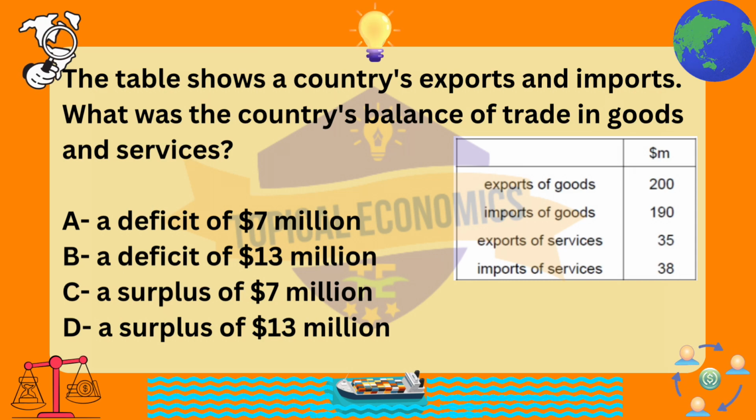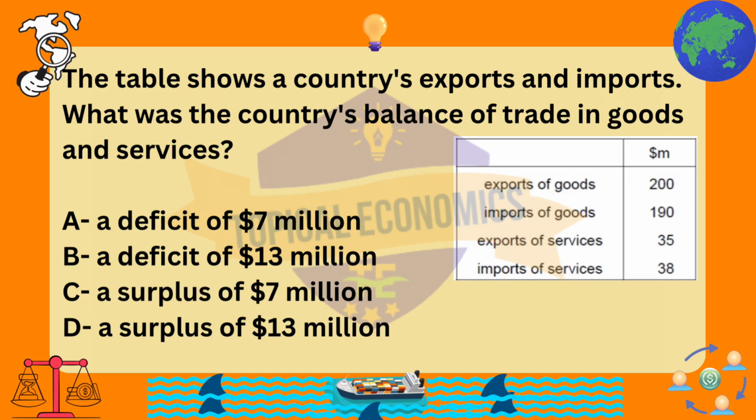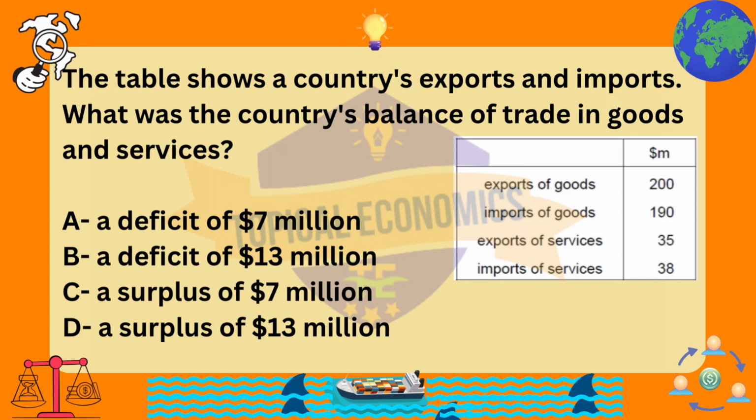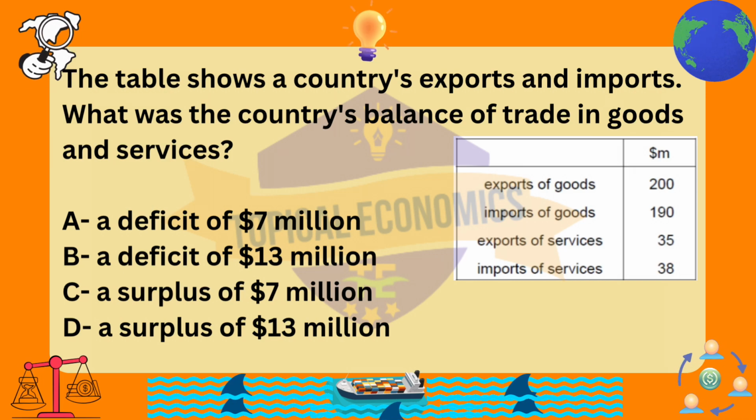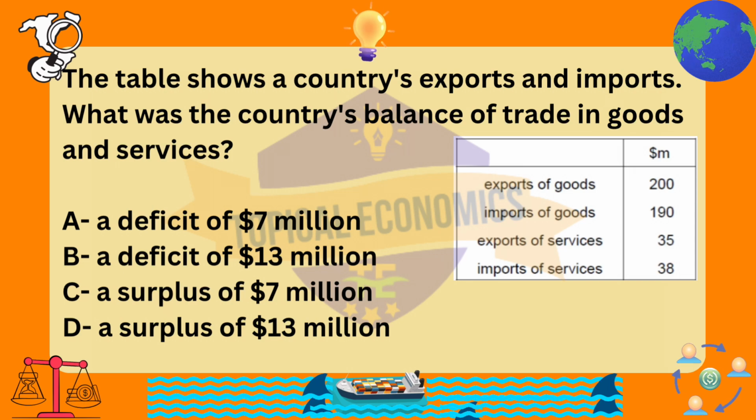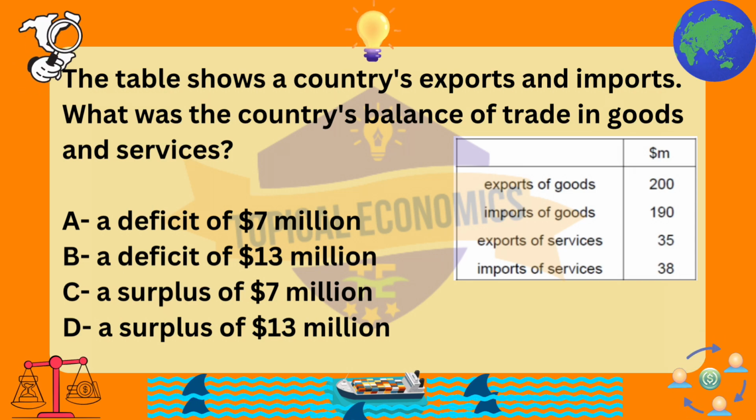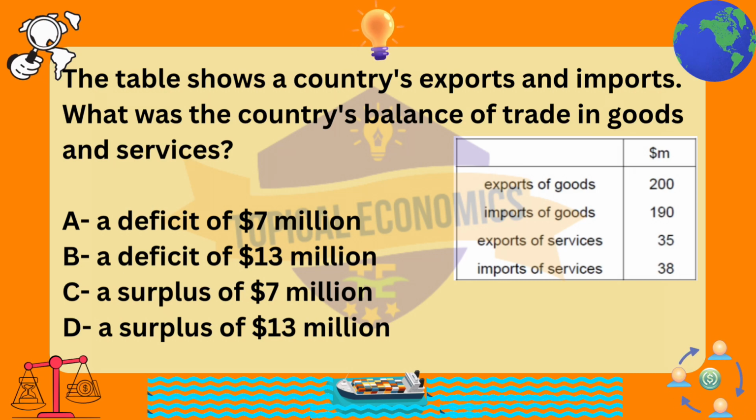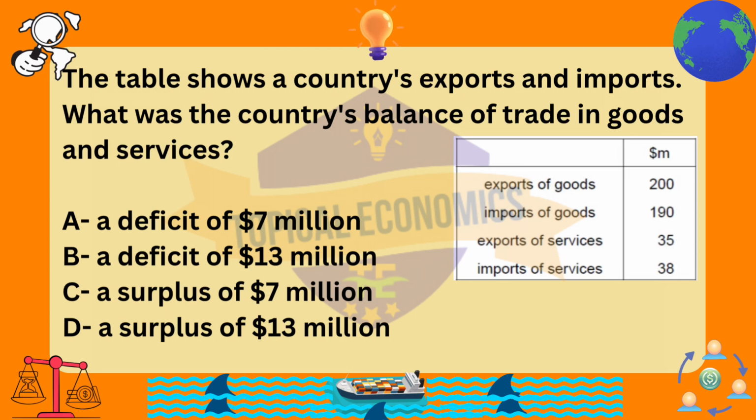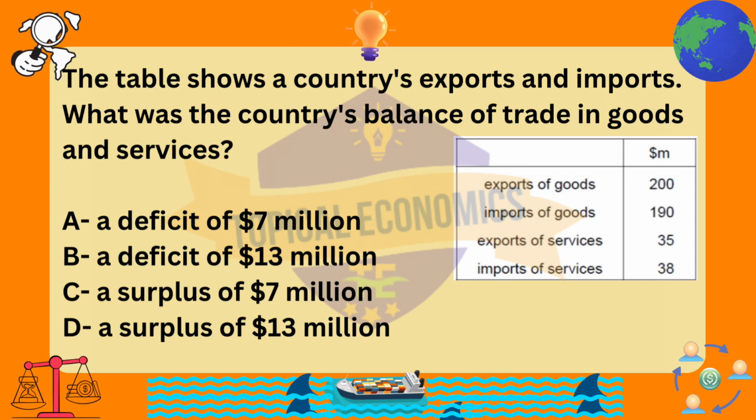To determine the country's balance of trade in goods and services, we need to calculate the difference between exports and imports for both goods and services, then combine the results. According to the table, the country's exports of goods are $200 million, while imports of goods are $190 million, resulting in a $10 million surplus in goods. On the other hand, the country's exports of services amount to $35 million, and imports of services total $38 million, leading to a $3 million deficit in services.